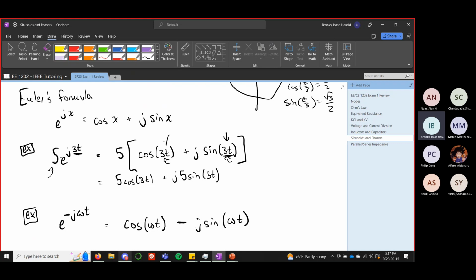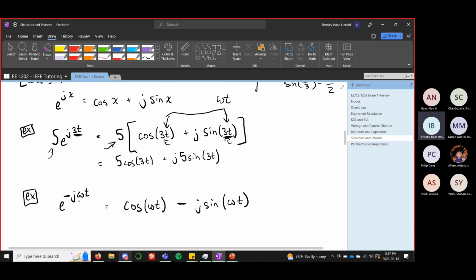These are like your omega t. And this is like your magnitude of oscillation. Okay? If it's negative, then this j component becomes negative.